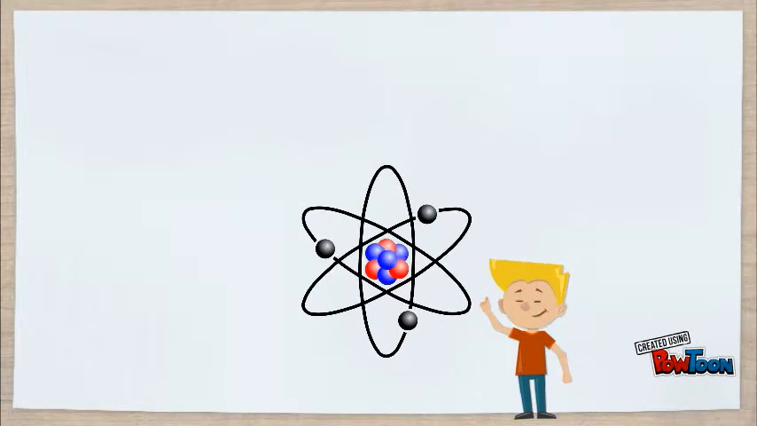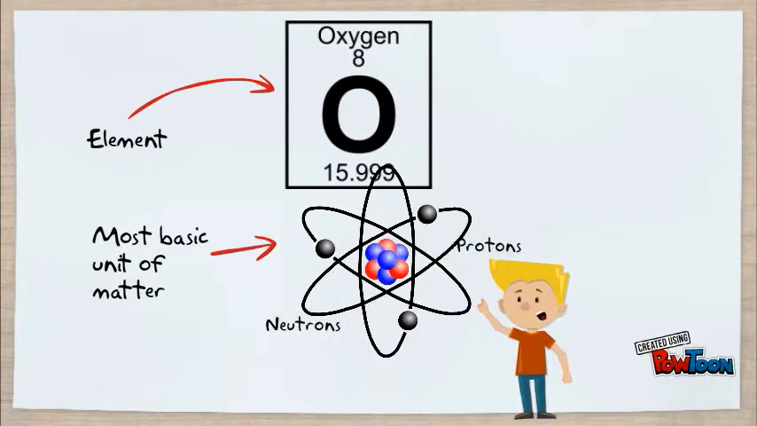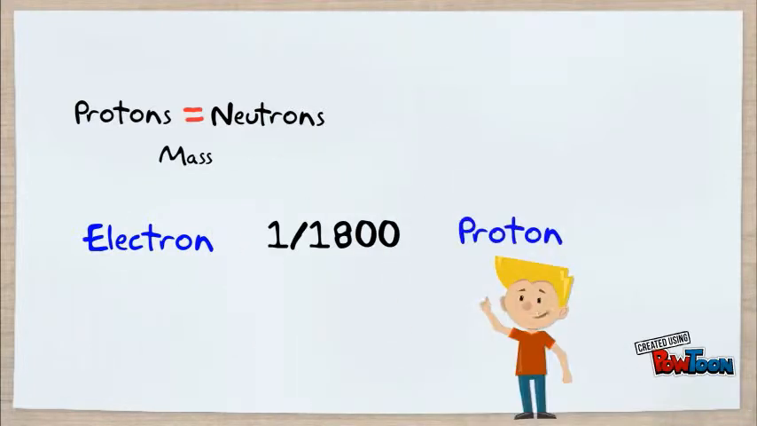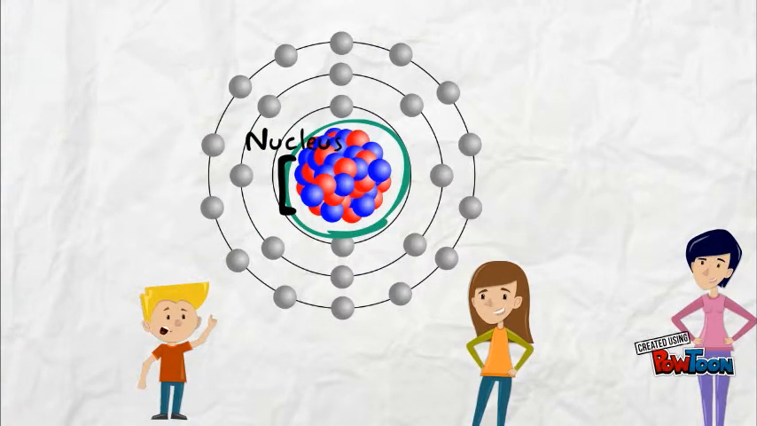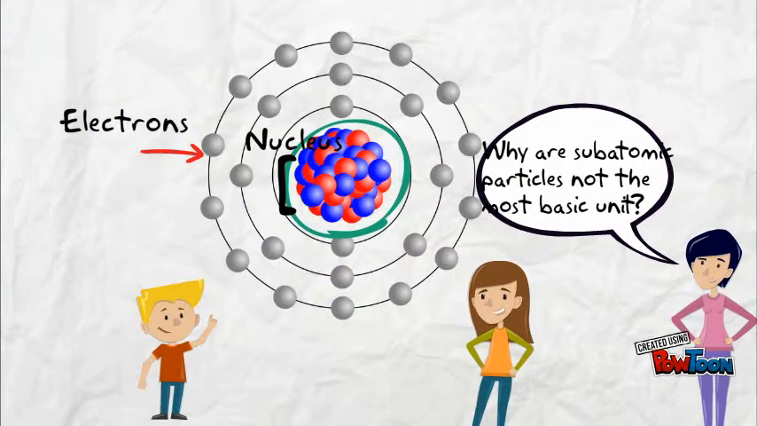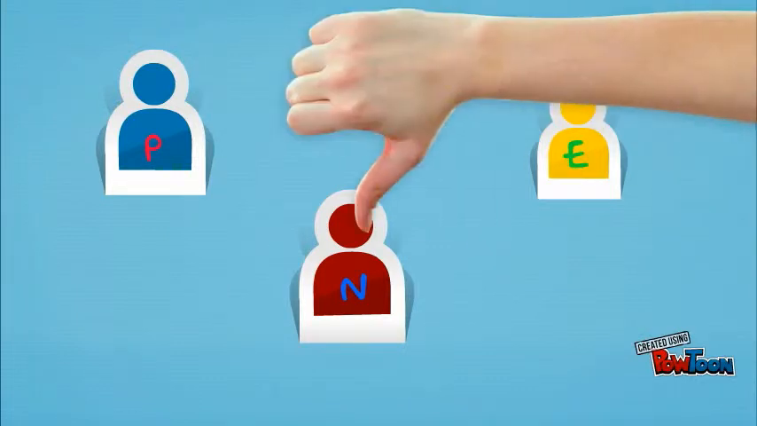An atom is the smallest particle of an element and the basic unit of matter. It is made up of subatomic particles: protons, neutrons, and electrons. Protons and neutrons have the same mass, but an electron is only 1/1800th the mass of a proton. Protons and uncharged neutrons live inside the nucleus, while negative electrons are located outside of the nucleus. But if subatomic particles are smaller than an atom, then why are they not the most basic unit? That's because a subatomic particle can't survive on its own.